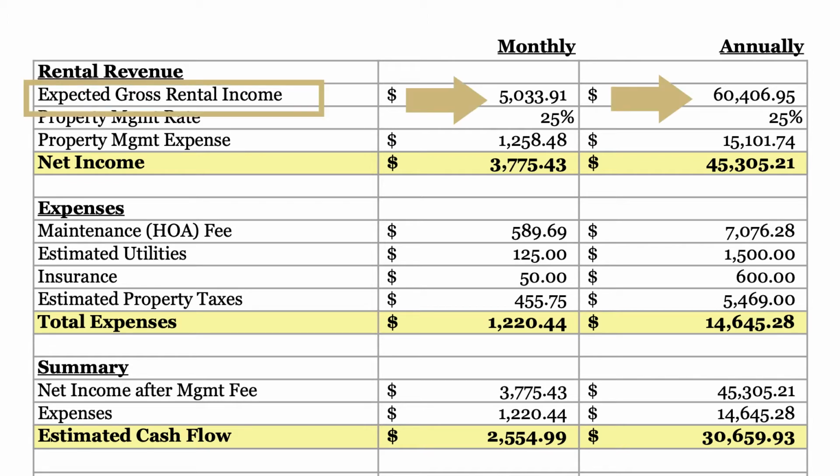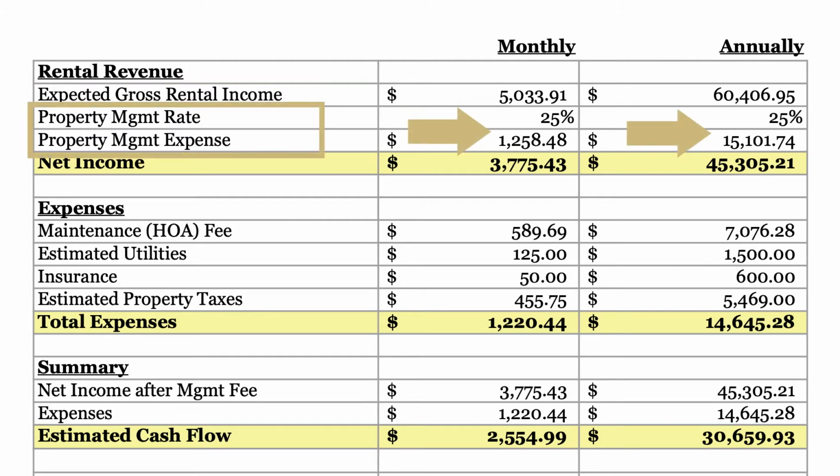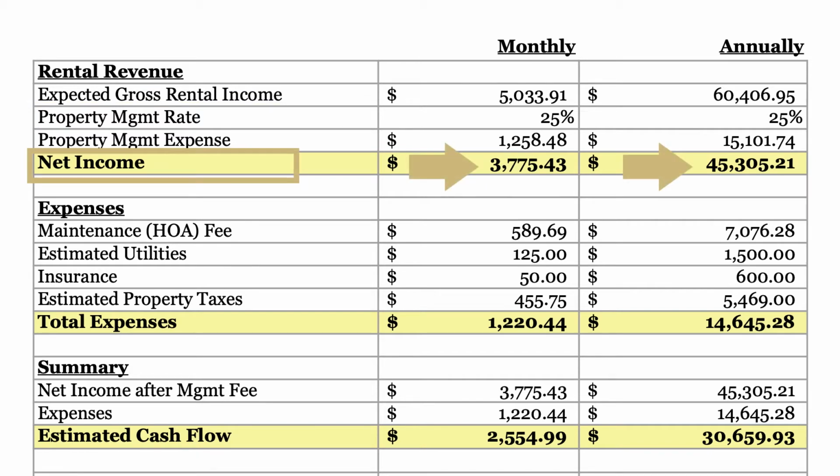Starting at the very top, we have the expected gross rental income. This is the number that we calculated from the rental income study on the previous chart. For most owners, it's a good idea to hire a property manager to manage your unit. So we will want to factor in a property management expense, which is usually around 25% depending on the property manager. So we take the gross rental income and subtract the property management expense.